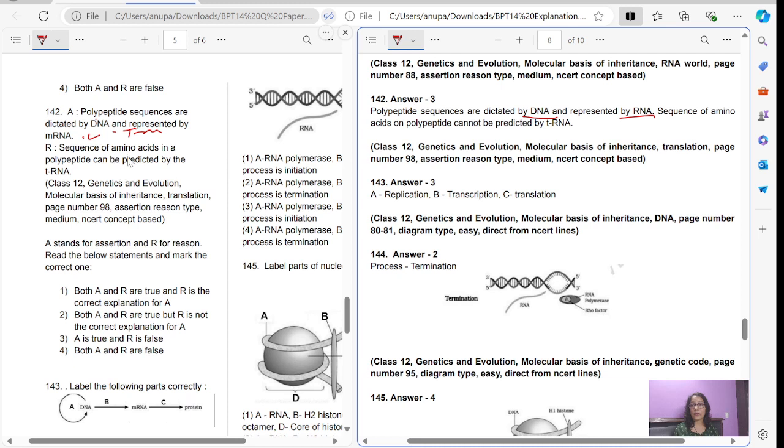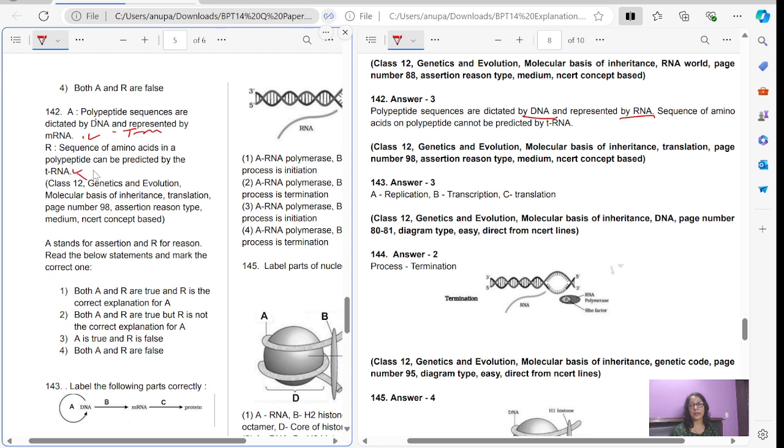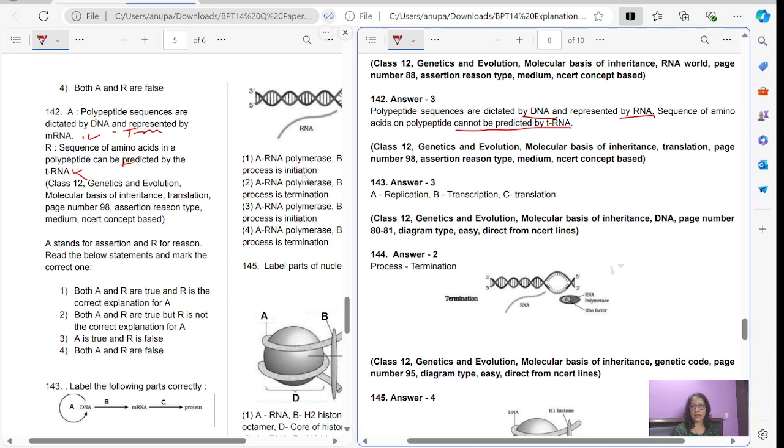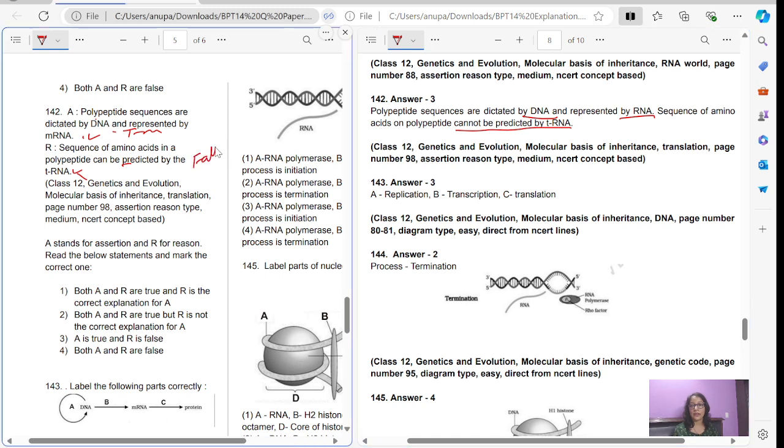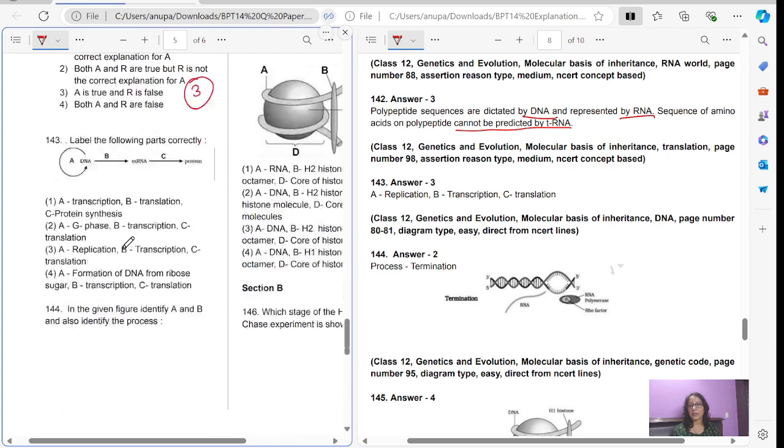And the reason is: the sequence of amino acids in a polypeptide can be predicted by tRNA. So the sequence of amino acids on a polypeptide cannot be predicted by RNA, cannot be predicted by tRNA. Hence the reason is false. So our answer will be A is true but R is false, which means option number 3. Now let's move to the next question.